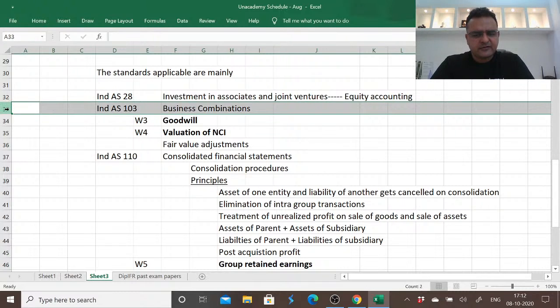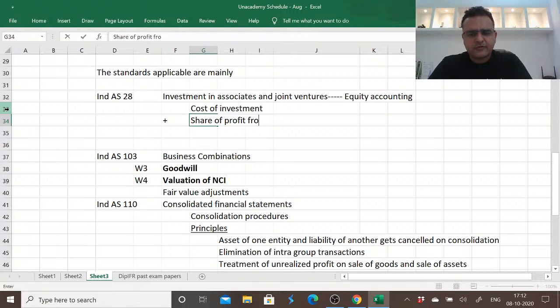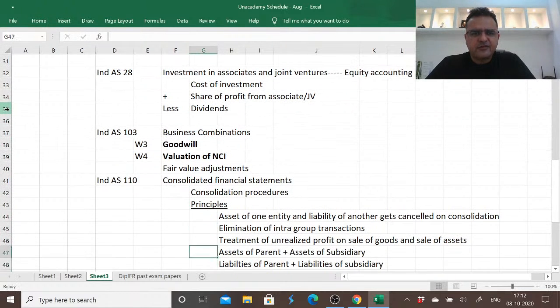Equity accounting is the investment made in an entity which increases with the share of profit or decreases with the loss, decreases with any dividends received. So equity accounting is simply when you are measuring the performance on the basis of how your investment has grown: cost of investment plus share of profit from associate or JV less dividends. When you calculate your investment in this method, this is known as equity accounting. You are interested in the equity portion of that entity. So Ind AS 103 business combinations.